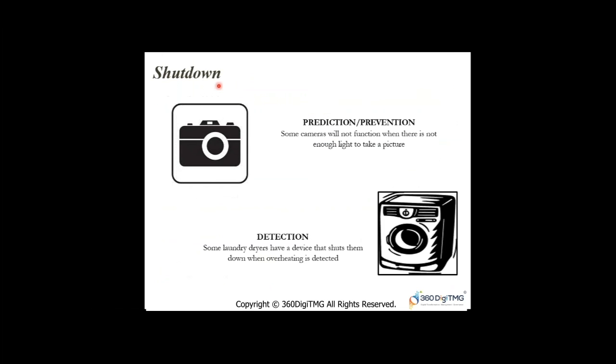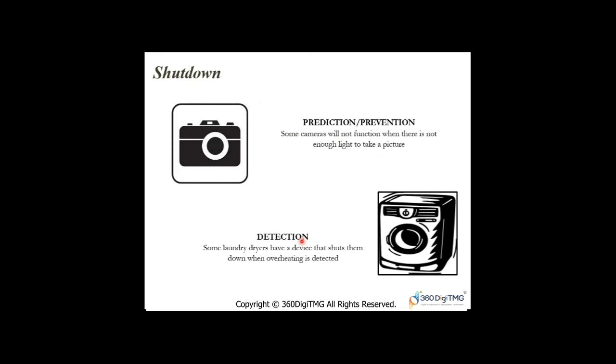All right, here are the examples of shutdown. For prediction or prevention, right? When a mistake is about to be made, it's going to shut down itself. Think about the good old days when we had these cameras, right? If there was no enough light, you cannot even take the snap. You cannot even take a photograph. That is shutdown all about.